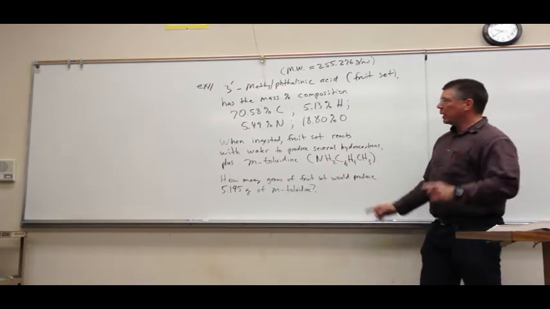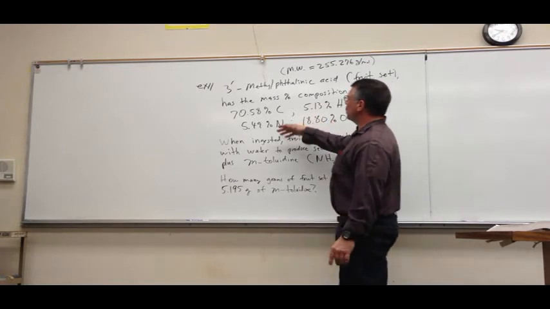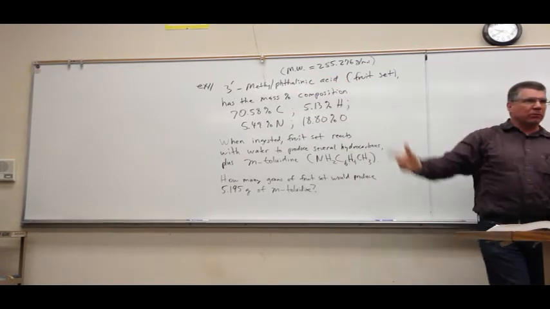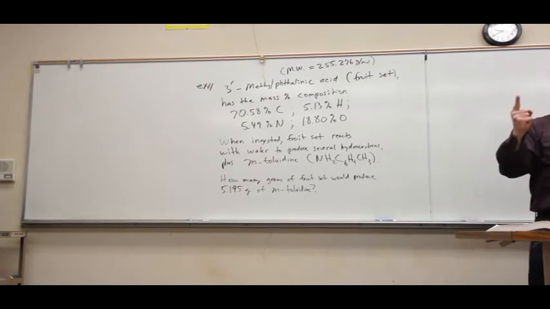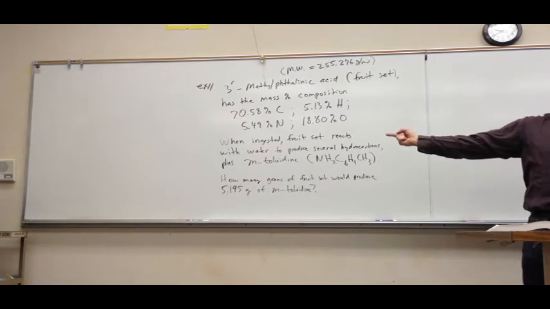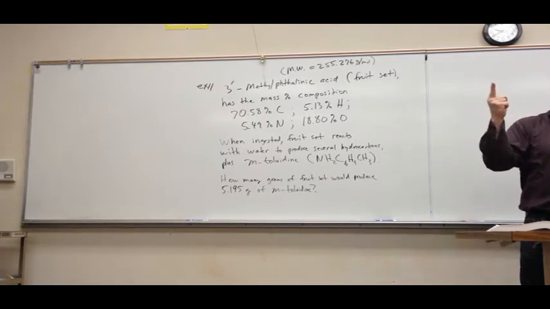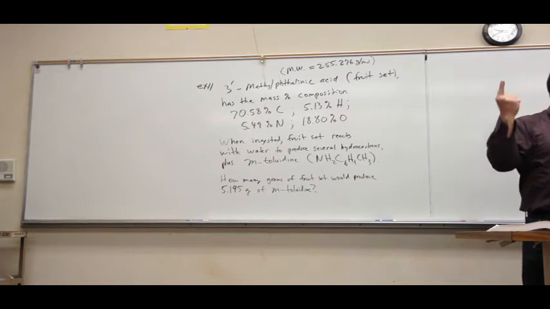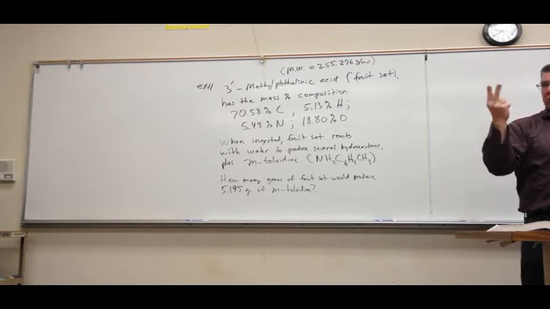So if we know how many atoms of nitrogen there are in one molecule of fruit set, then we know the ratio we need between fruit set and metatoluidine, because you're given the formula for metatoluidine, and you know there's one atom of nitrogen in every one molecule of that. So if there's one atom of nitrogen in fruit set per molecule, then we know it's a 1-to-1 ratio. And that's all we need. If there's 2, then it's 2-to-1, and so on.